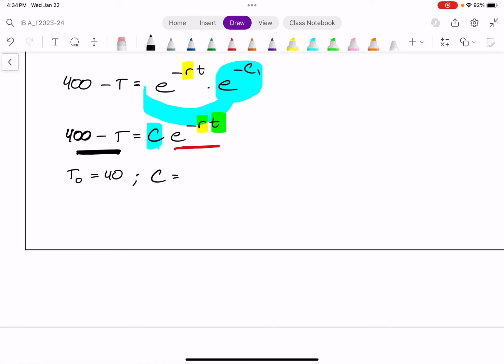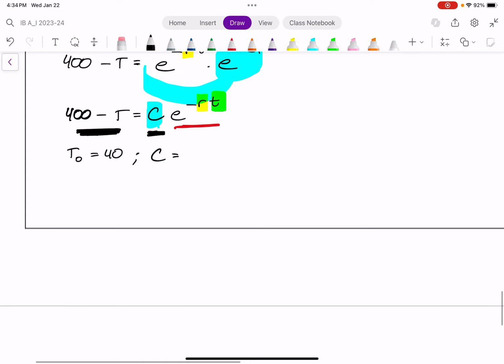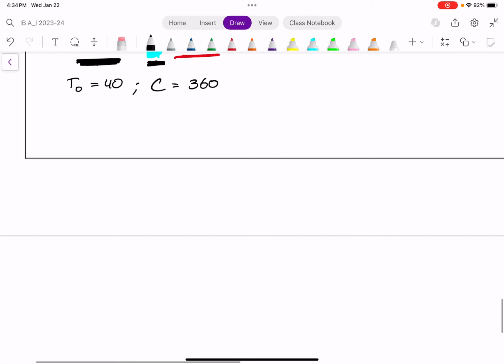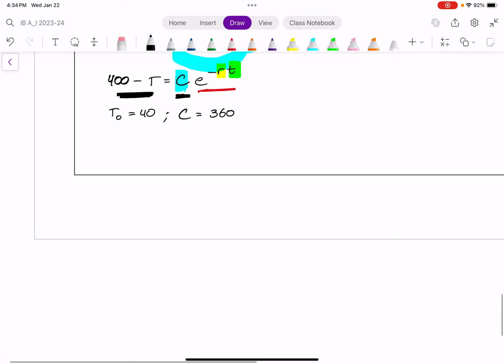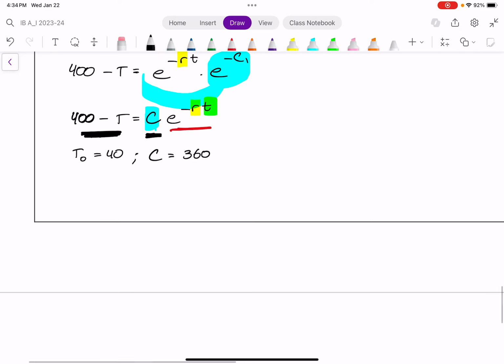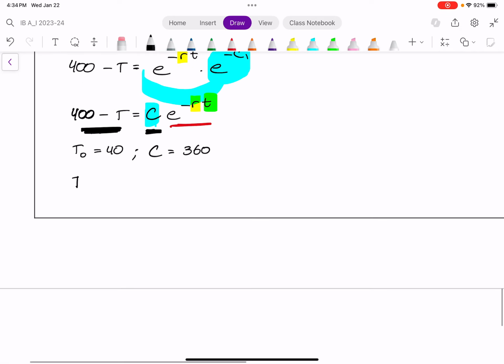Because at time 0, the left-hand side is 360. That's the difference between the grill temperature and the burger temperature. And at time 0, that must be the same as the right-hand side, because at time 0, my exponential part just becomes 1, which means I know C is 360. So now I know my equation here. My equation, especially if I isolate T, I get T equals 400 minus 360 times e to the negative RT. I still don't know what R is, but I'm getting close.